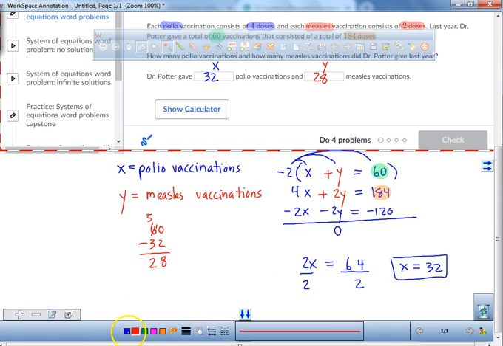Alright, so what we're going to do now is we are actually going to use Desmos. I'm just going to write down the original equation. I'm going to start with x plus y equals 60, and then I put 4x plus 2y equals 184. Now you're going to be allowed to use Desmos in order to solve it.